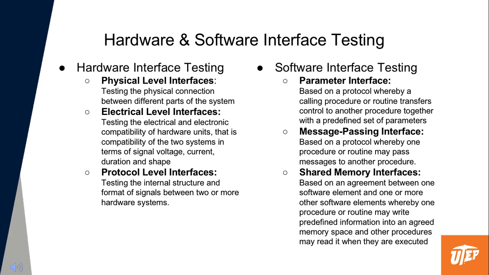The second interface that should be tested is the message passing interface. It is based on a protocol whereby one procedure or routine may pass messages to another procedure. The final common software interface that should be tested is the shared memory interfaces. They are based on an agreement between one software element and one or more other software elements, whereby one procedure or routine may write predefined information into an agreed memory space, and the other procedures may read it when they are executed.